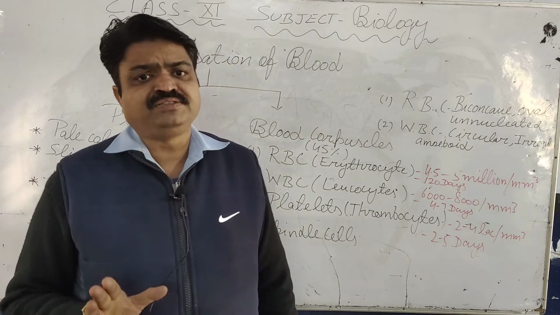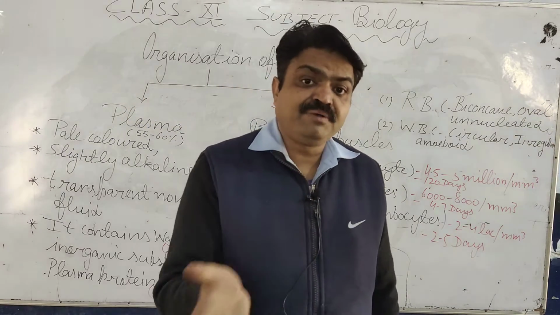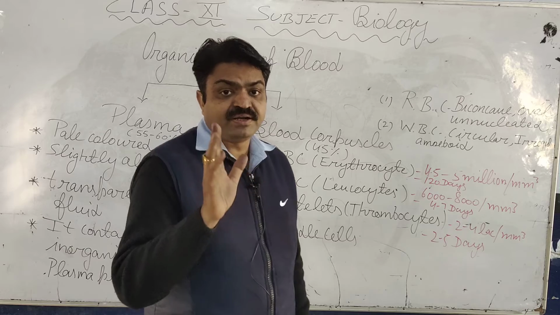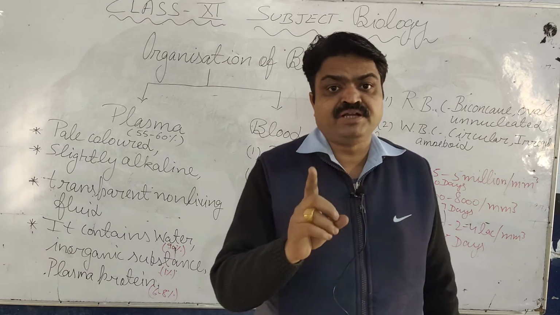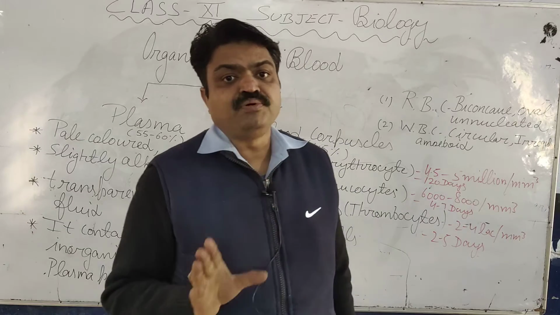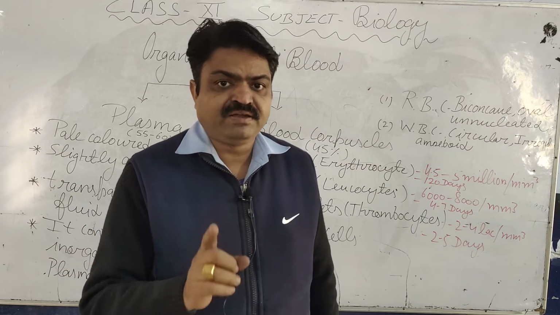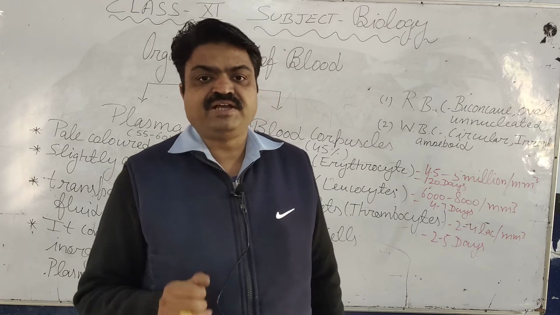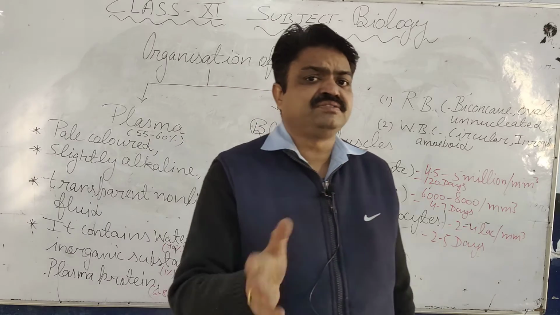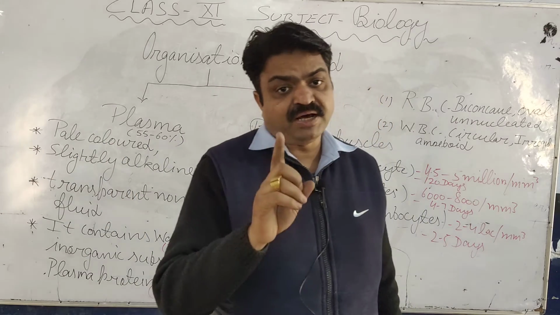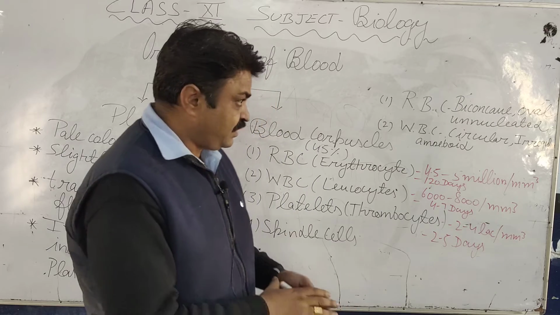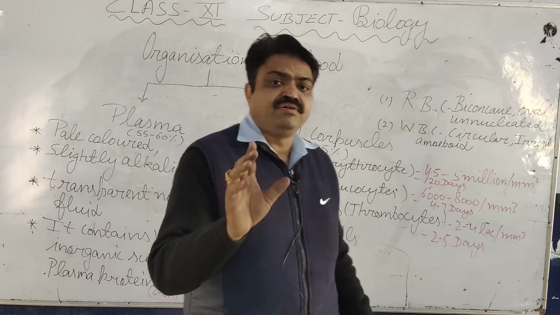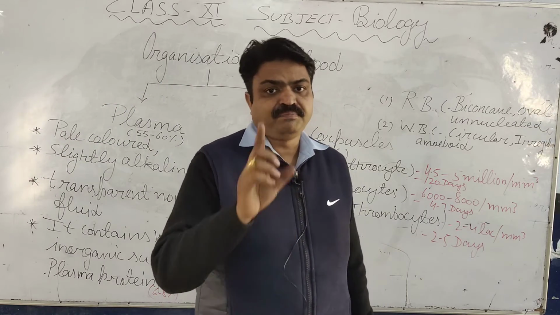Now what is the main function of the plasma, student? Plasma provides the medium to the blood corpuscles. Second, different components are transported with the help of plasma, like food, waste, oxygen, carbon dioxide and ions. These are the substances that are transported via plasma, student. It also provides the viscosity to the blood, which means the viscosity of the blood is provided by the plasma.